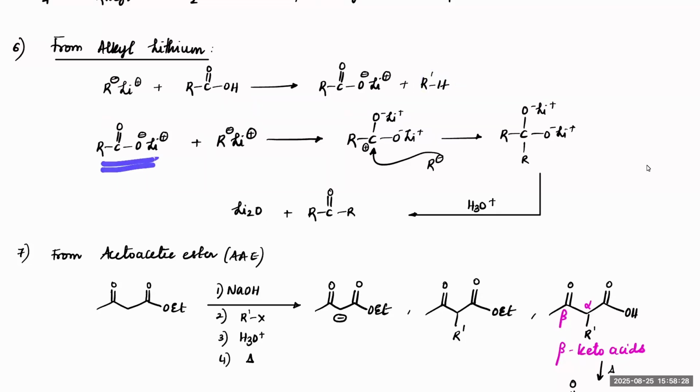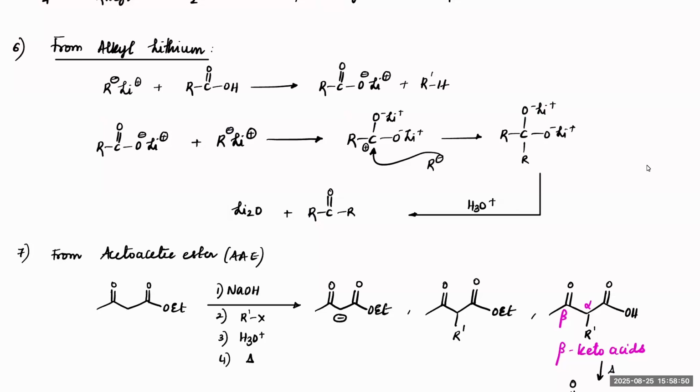lithium carboxylate salt. And then the second mole of R minus can attack on this carbon. You will get O minus Li plus, so you will have O minus Li plus, O minus Li plus here. That on hydrolysis will convert into ketone, and this will convert into Li2O. Very important reaction, very specific in this case.